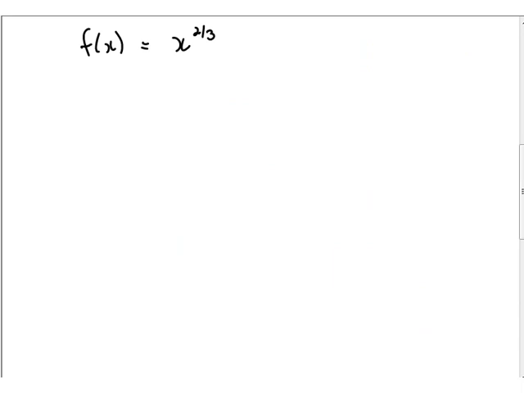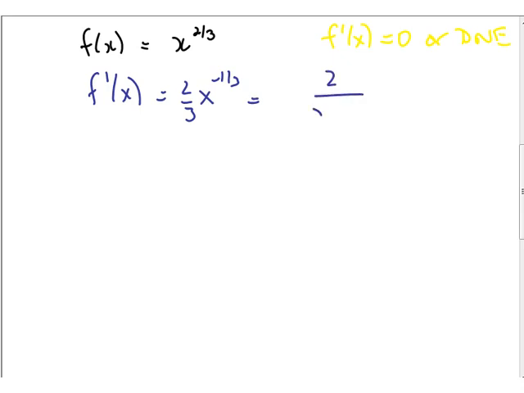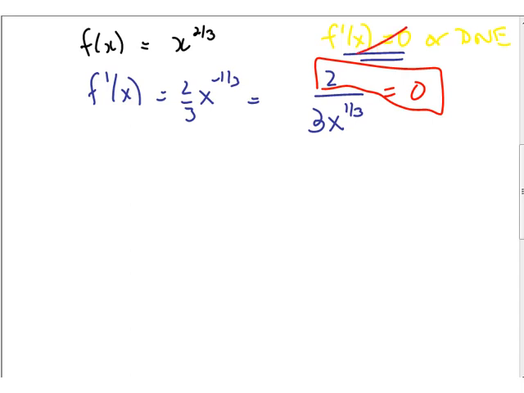Now, same thing, critical points. I'm looking for where the derivative is equal to 0 or does not exist. And that means I'm going to take the derivative, and this one's an easy derivative to take. But before I analyze it, I'm going to write it as a fraction. In other words, I'm going to put the x in the denominator. And now I'm going to ask, where is the derivative equal to 0? Well, it's only equal to 0 when the numerator is 0, and that is not possible. So there is no critical point of that type.